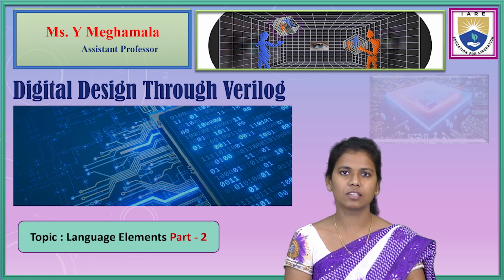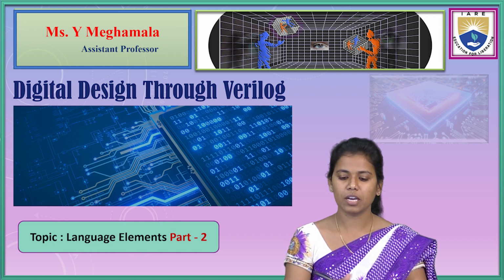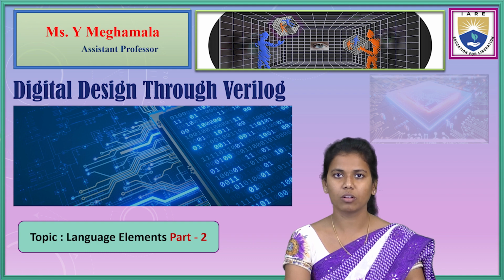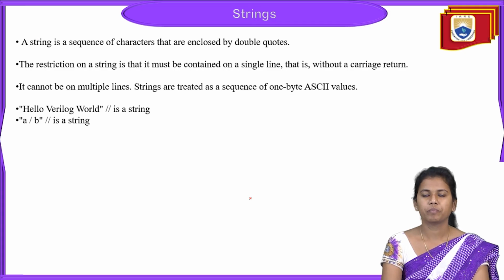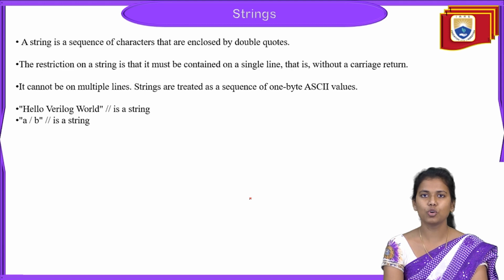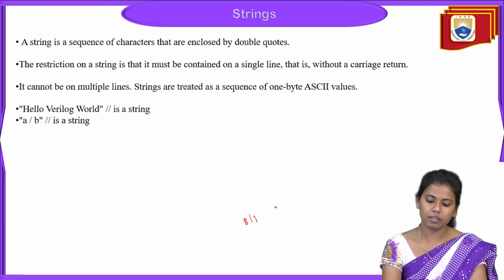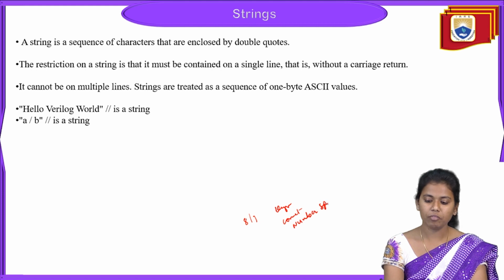I'm here to discuss the language elements which are present in Verilog. Let's go forward. Coming to this presentation, we'll recapitulate whatever we discussed in the last class. So far we have discussed the language elements. There are totally 8 or 9 language elements that we have discussed. They are the keywords, the comments, the number specification, and under the number specification, the sized and unsized numbers.